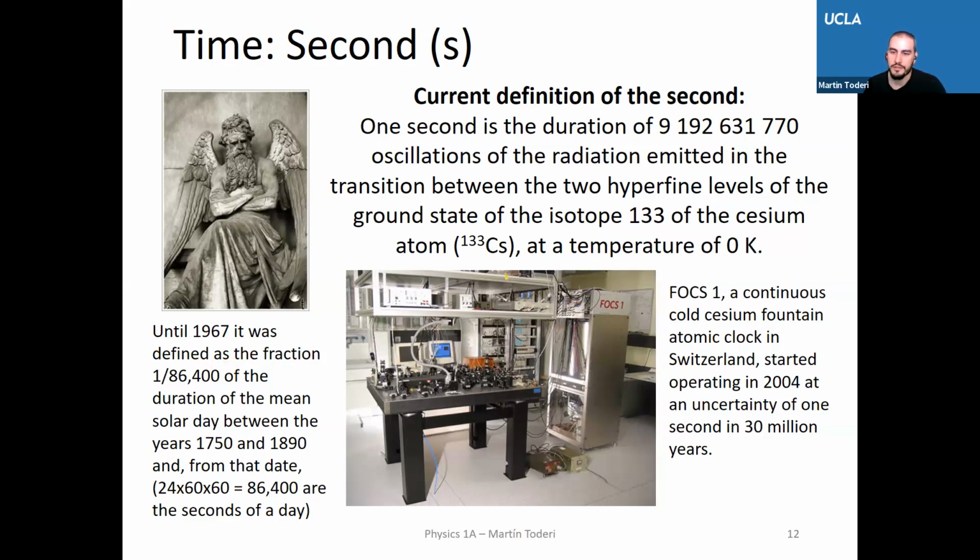So there is a picture of this atomic clock down here, which is in Switzerland, and it's crazy the precision that it has. Look, it has an uncertainty of 1 second in 30 million years. So the clock will not miss a second in 30 million years, and that's pretty crazy if you think about that.